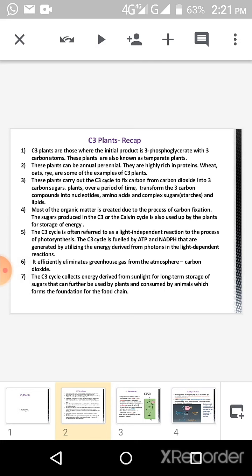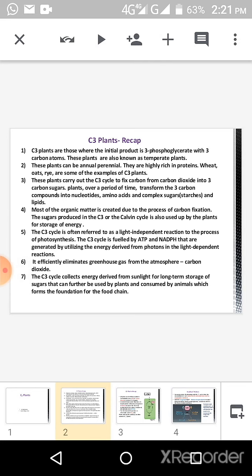These plants carry out the C3 cycle to fix carbon from carbon dioxide into 3 carbon sugars, and plants over a period of time transform these 3 carbon compounds into nucleotides, amino acids, and complex sugars. Most of the organic matter is created due to the process of carbon fixation. The sugars produced in the C3 or Calvin cycle are also used up by plants for storage of energy.